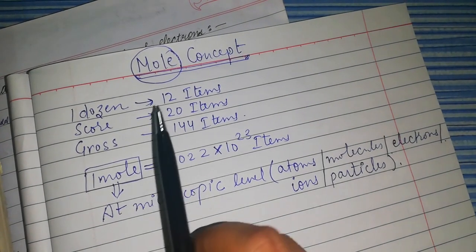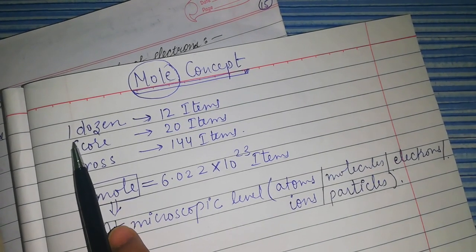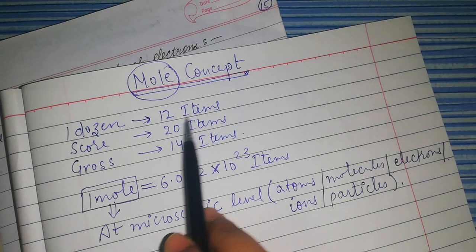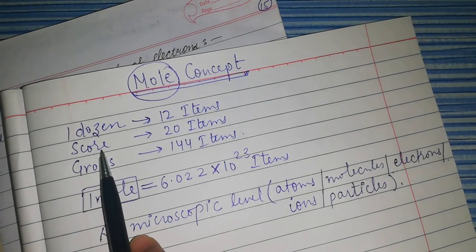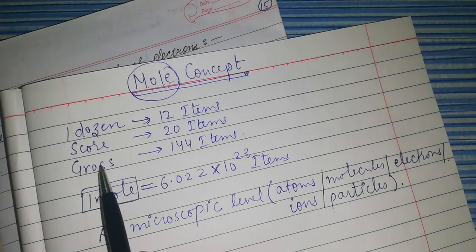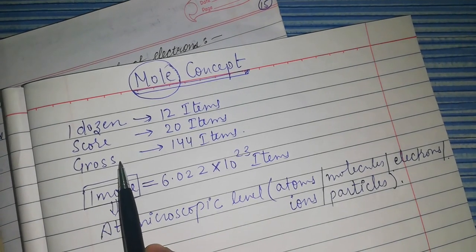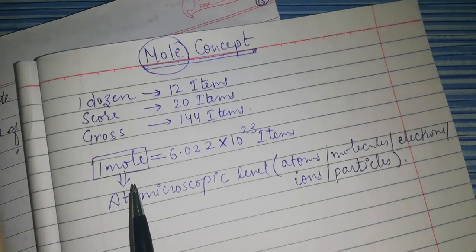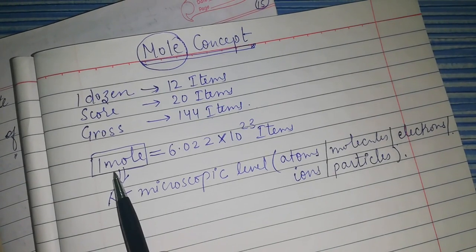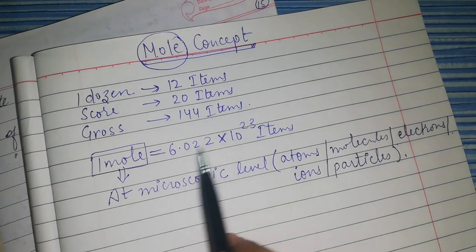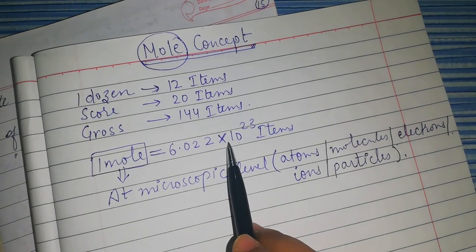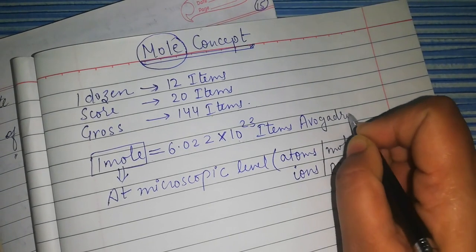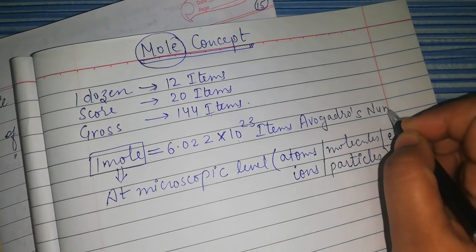I'm repeating again. If we have to buy 1 dozen of anything, it contains 12 items, and if I have to purchase 1 score, it will contain 20 items, and if I purchase gross quantity, that will contain 144 items. In the same way, if I purchase 1 mole quantity of anything, I will get this number. This number is named after the scientist who gave it, Avogadro. So it is called Avogadro's number.